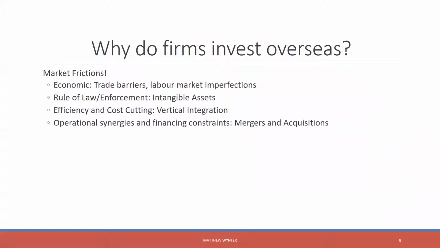Why would firms do this? Why do firms invest overseas? The answer is almost always going to be market frictions or some kind of investment opportunities. And those two tend to run hand in hand. We have very understandable economic frictions, trade barriers, and labor market imperfections, which we'll get into. Then we also have legal and rule of law and enforcement frictions. And one of those that's going to be very important is with intangible assets.